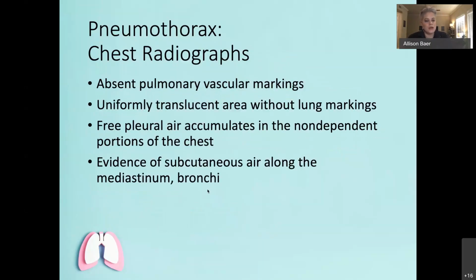So on a chest X-ray, you're not going to see those normal lung markings. You might see a nice, dark, clear-looking lung, but you're not going to see the normal airways and vasculature of the lung because there's no lung there. It's getting squished over. So it's a uniformly translucent area, no lung markings. So that free pleural air accumulates. And depending on how bad this is, it could just be a sliver along the side of their chest, all the way to a tension pneumothorax where it's taking up almost that entire side. You might also see sub-Q air, depending on where the air is coming from. If it's coming from somewhere outside the body, like from a puncture or an old chest tube site, you might see sub-Q air that collects as well.